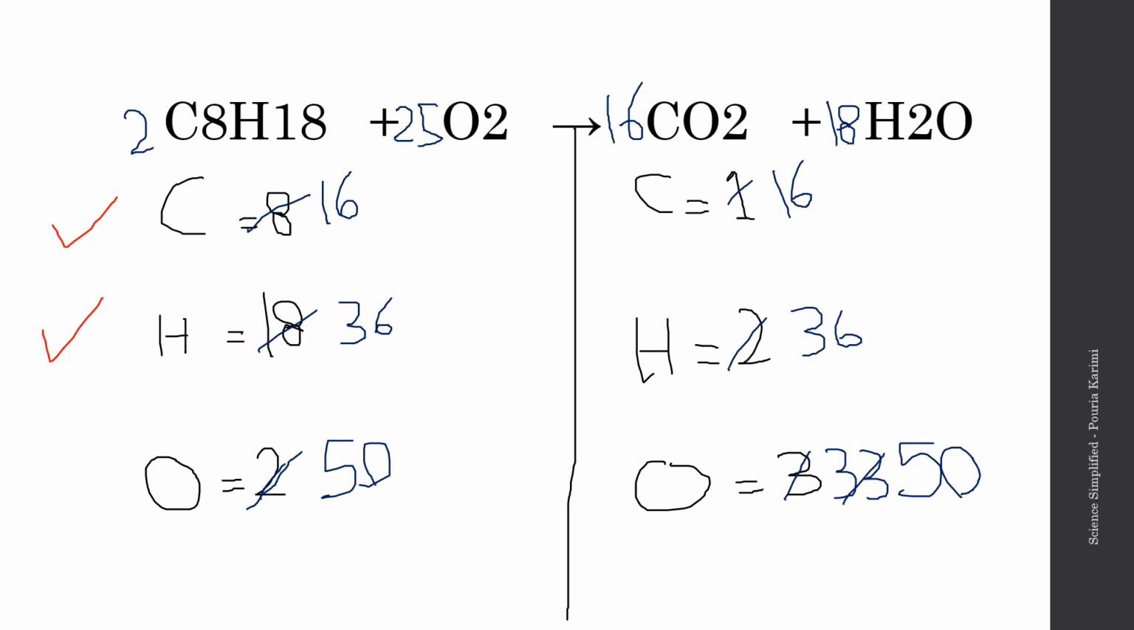Now let's do oxygen. 25 times 2 is 50. So 50 here. And then 16 times 2 is 32. 32 plus 18 is 50. So 50 here and 50 here. So this is also fixed. So this is one of the complex combustion reactions that you can get, and it is really crucial to pay attention to a number of carbons, hydrogens, and oxygens.